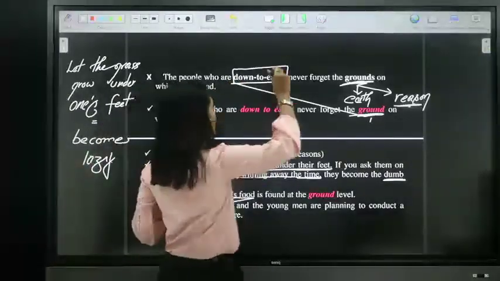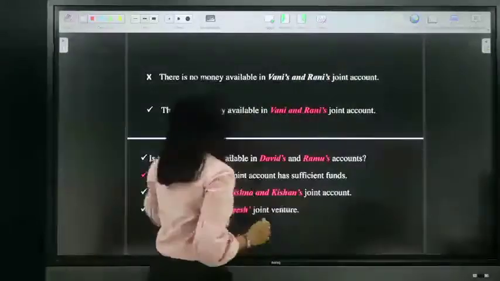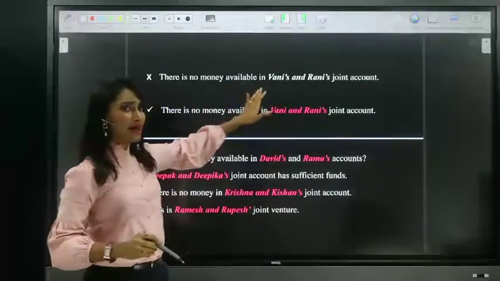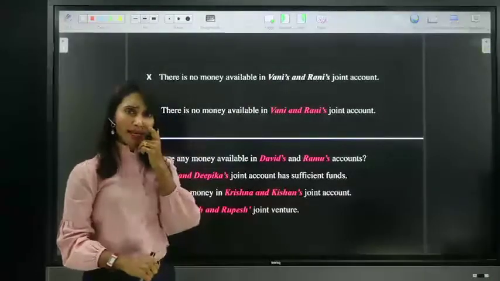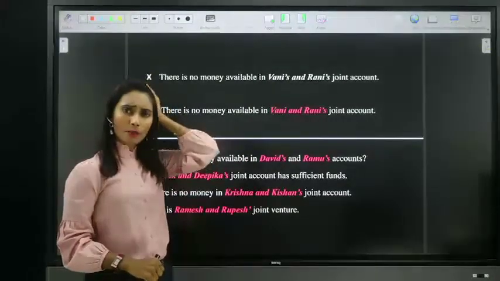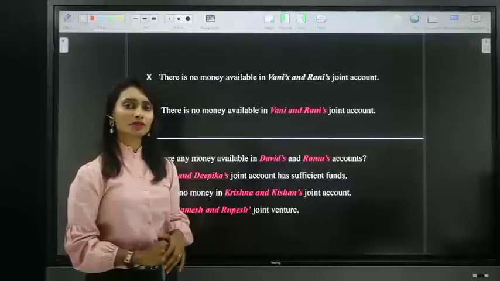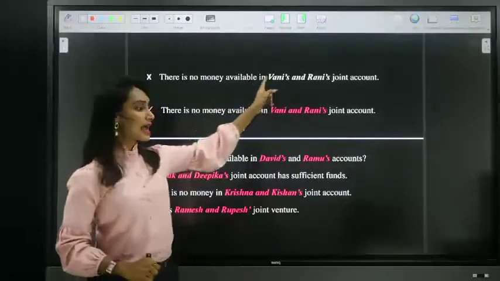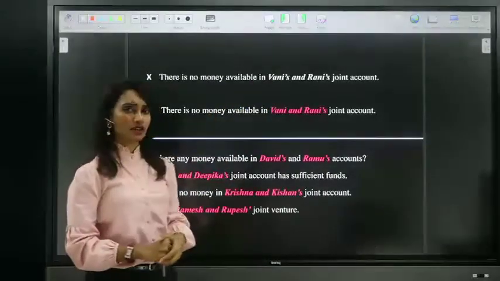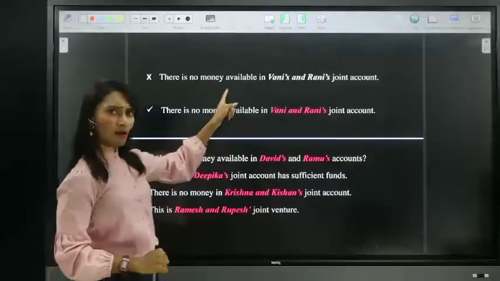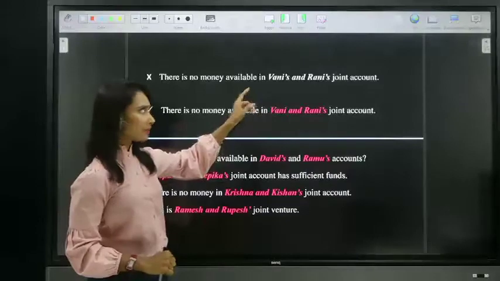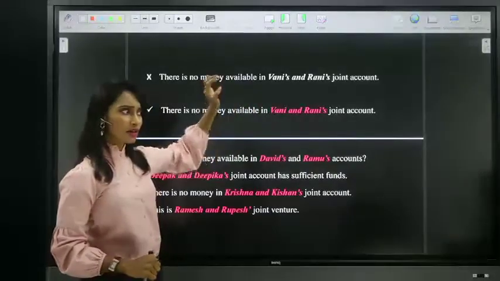Let's move on to the next sentence. There is no money available in Vani's and Rani's joint account. How many accounts do they have? How many accounts are we talking about? Vani's and Rani's joint account. In the sense, how many accounts? Is it one or two? Are we talking about individual accounts or one account?